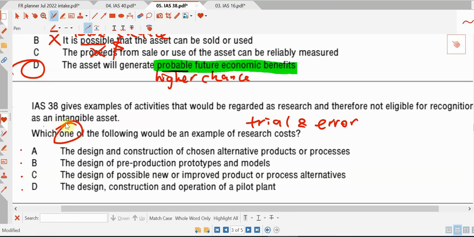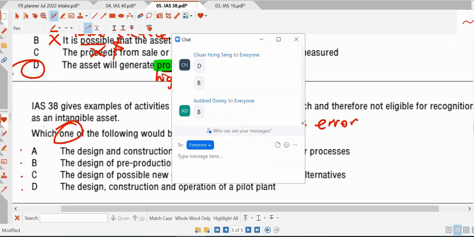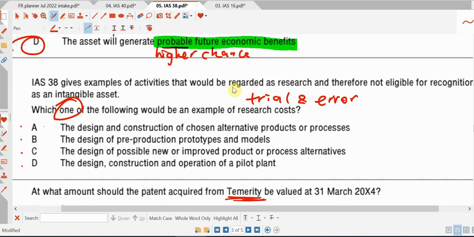Okay, let's see. Twice, new answer is boy. Okay, boy as well. How about those in the physical class here? Boy. Okay, let's see. Design and construction of chosen alternative. So you found a direction. Chosen. So you found a direction. So this is a development. Okay, it's not research anymore.